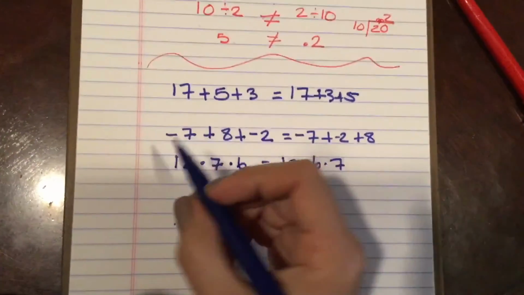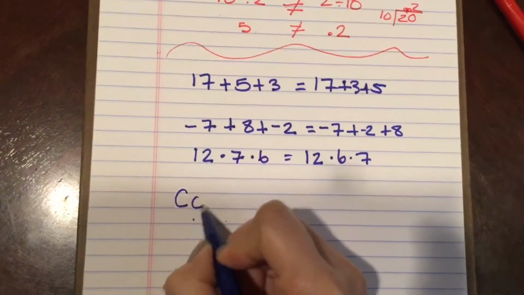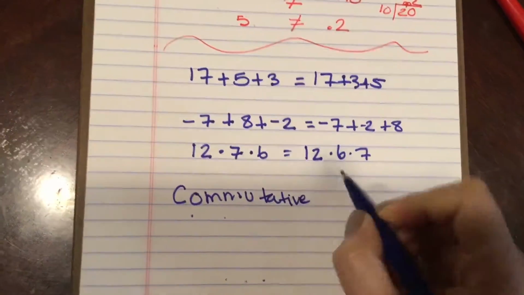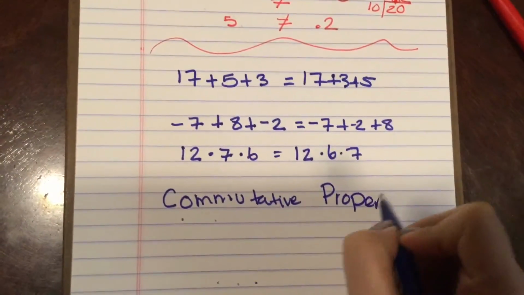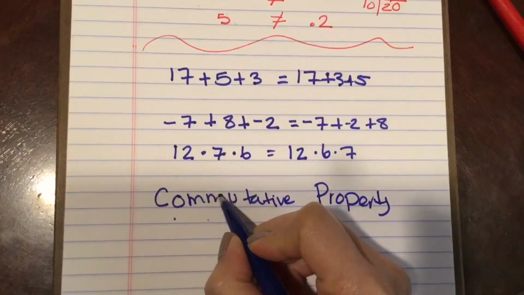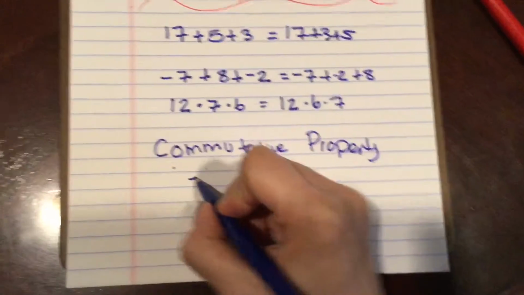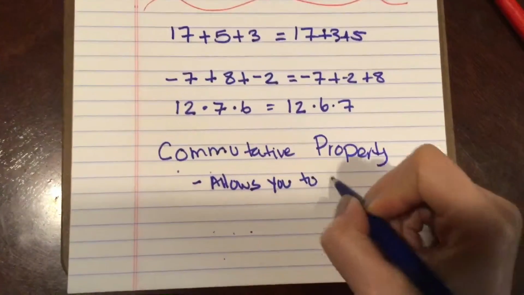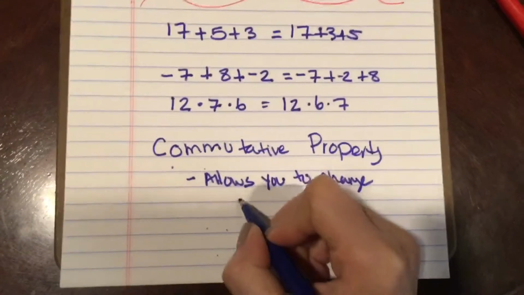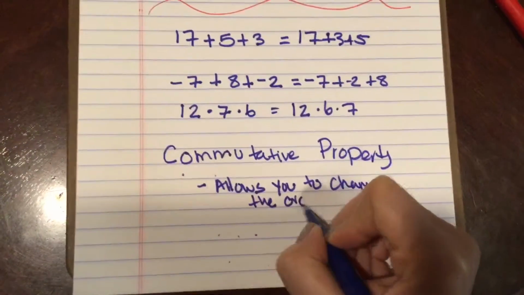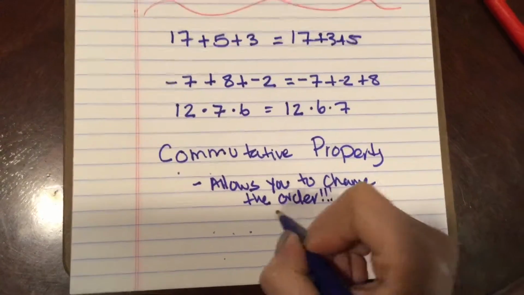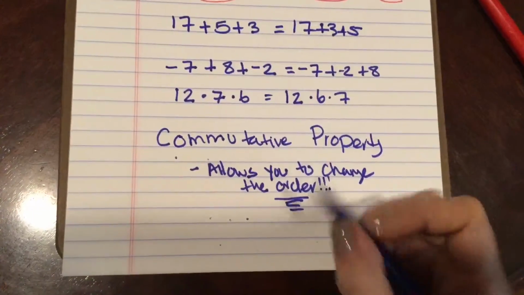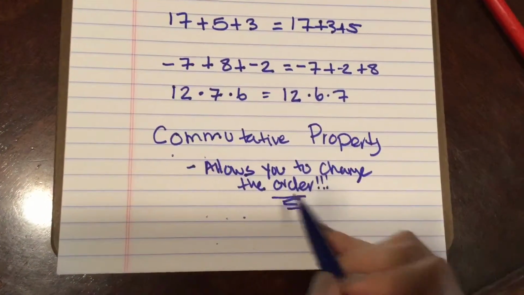So, what is the commutative property? Commutative property. Okay, what does it do? Allows you to change the order. Very important, change the order. So it's kind of like vocabulary. You just have to memorize the definition. Commutative property allows you to change the order.